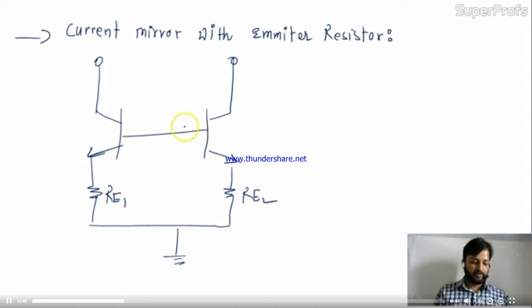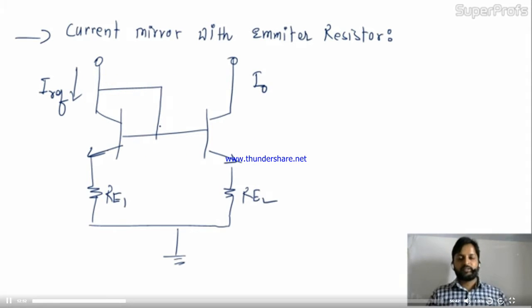Emitter, emitter. This is given I reference, suppose, and this is I node. And these two things are connected. So what is the output for the current mirror circuit, or current mirror with emitter resistor, right? So friends, please tell me one thing.